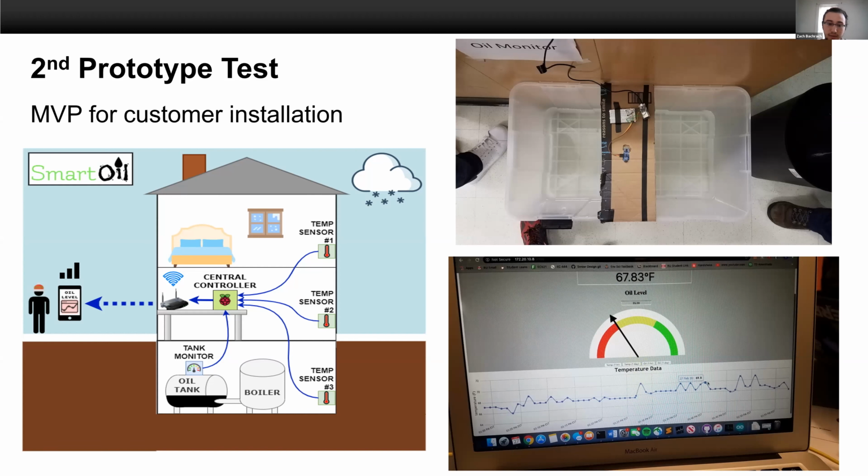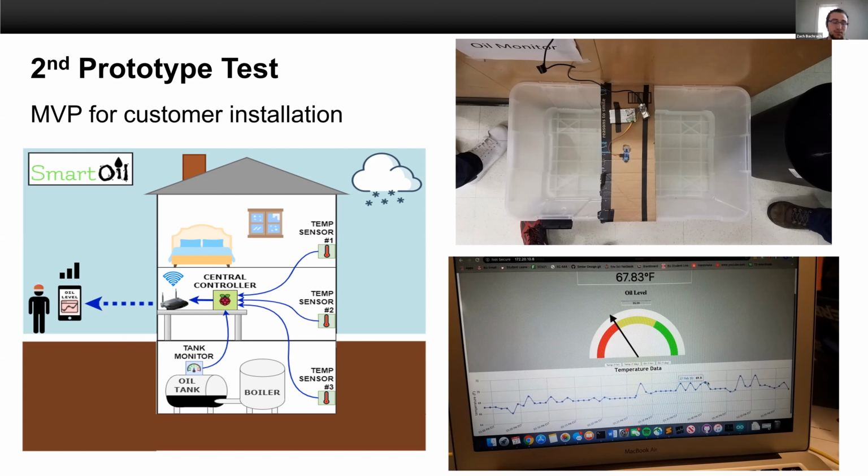And of course, that's communicating via Wi-Fi to the controller, which on the bottom, you'll see the results from. You'll see a time series graph with an actual needle showing the amount of oil in the tank. And then there's another little bit there that says 67.83 degrees Fahrenheit. That's coming from the temperature sensor, which is a little bit above on the top right corner, a little bit above the ultrasonic sensor.